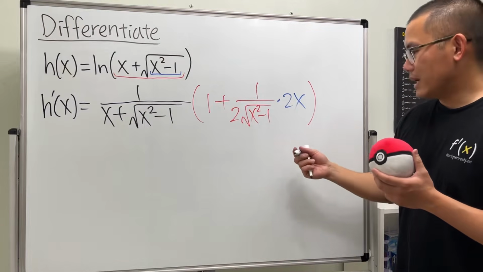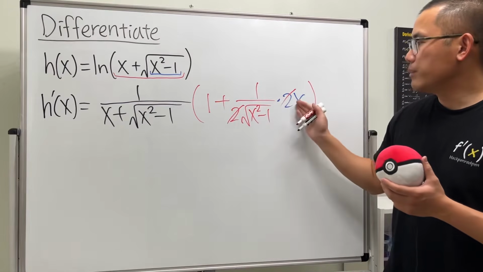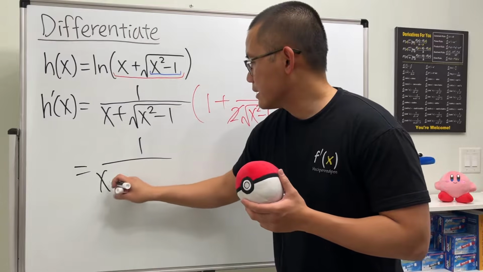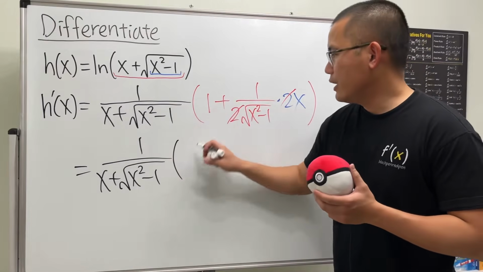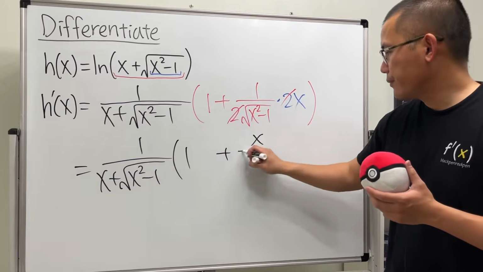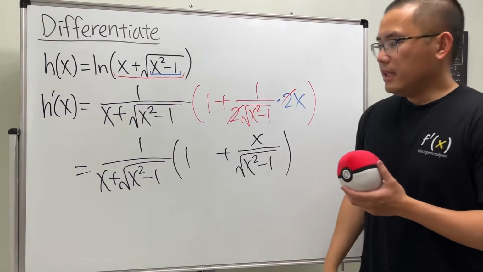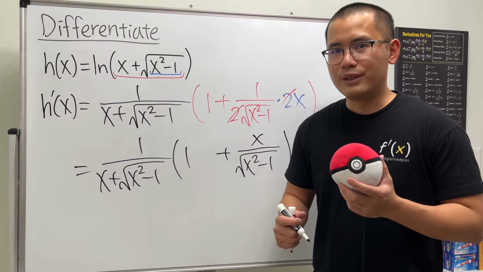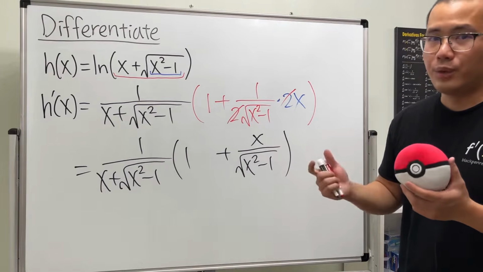And now what exactly do we have? Well, we can see that the 2 and 2 cancel, and then we can put this on the top. So it looks like we have 1 over x plus the square root of x squared minus 1. And then here we have 1, and then we add x over square root of x squared minus 1. And it looks like we are done, but in fact, not really, because we can actually simplify more. That's why I said this is a pretty popular question, because it does simplify pretty well.